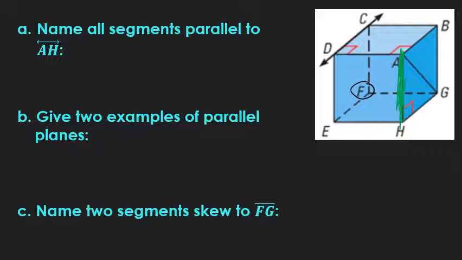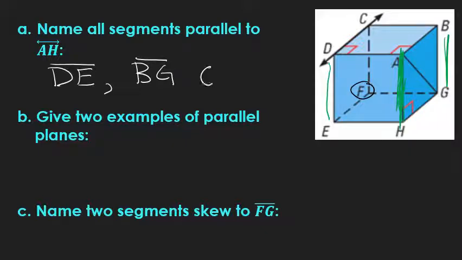So if I look to the left, I have a segment right here, which is going to be segment DE. So we have segment DE. Don't forget to put the little segment mark over it. On the back right, we have segment BG. So we have segment BG with the correct symbol. And in the back corner, we also have segment CF. And all those line segments are parallel to line AH.